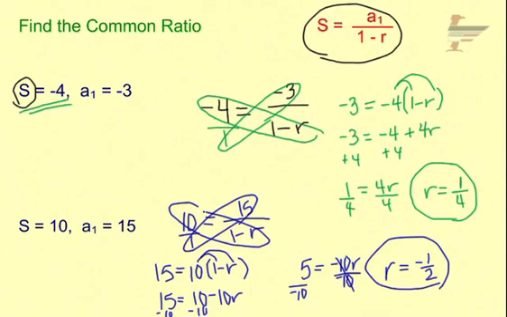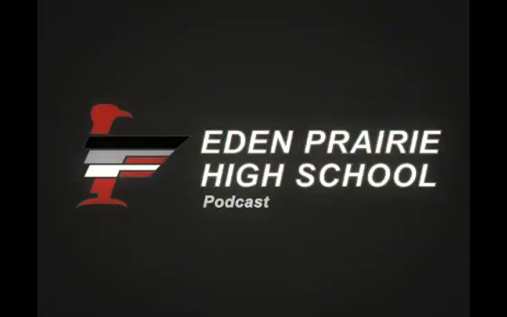You could maybe be asked to find the first term given the ratio, and so we could use the same formula and just plug in what you have and solve for what you're missing.